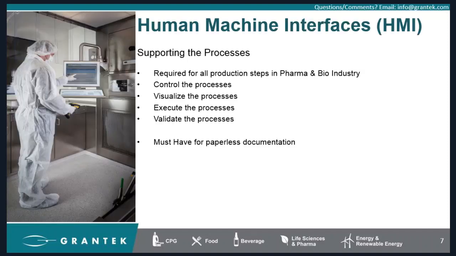When we look at the HMIs, they are mounted into the clean room to really support the processes. They are required for all production steps in the pharma and bio industry to control the processes, to visualize the processes, execute the processes, and to also validate the processes. And of course, they are a must-have for any paperless documentation.